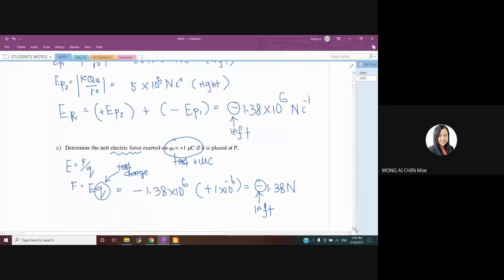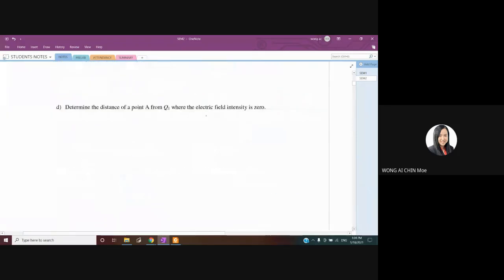Okay, next one. We want to determine the distance of point A from Q1 where the electric field intensity is equal to 0. Just now we had negative Q1 and also negative Q2.